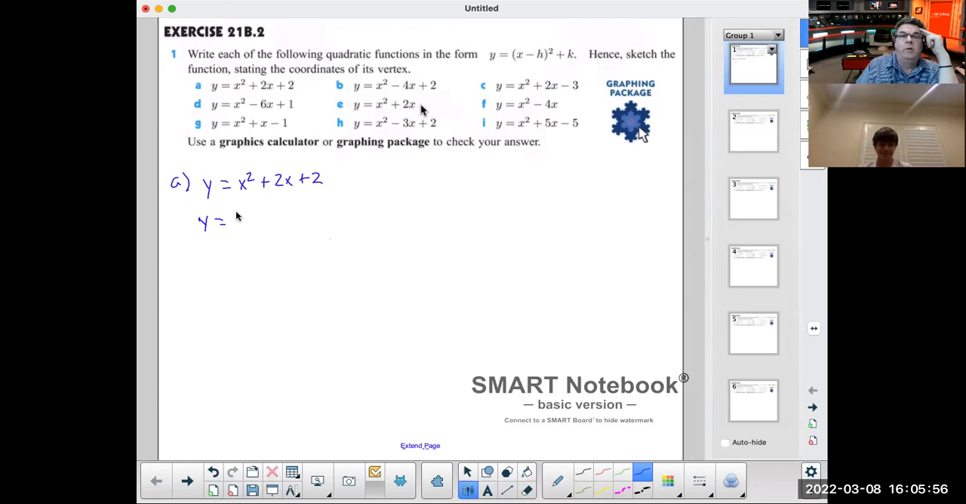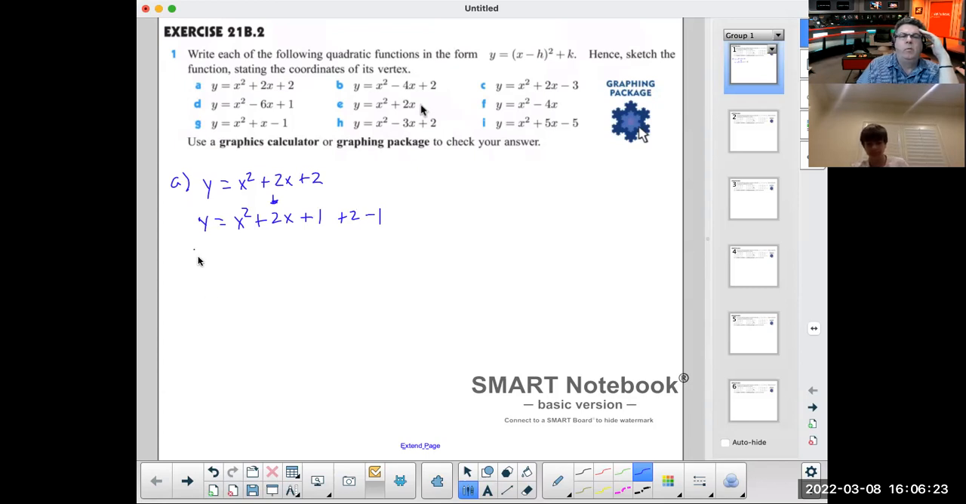Okay, so we take half of the coefficient of the middle term, half of this guy. So half of 2 is 1. We square it and add it. So 1 squared is 1. So I'm going to add 1. Then I still have the plus 2. But to compensate for adding the 1, I subtract 1.